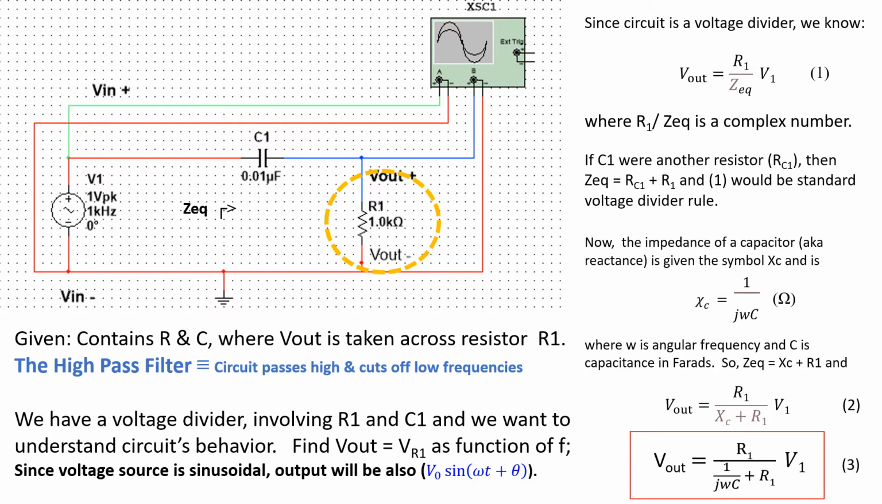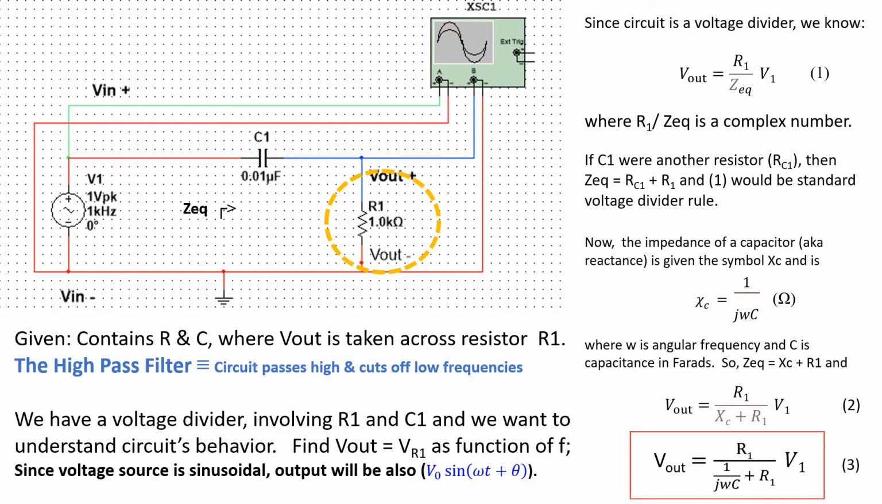Impedance is the term we use to describe resistance when dealing with voltages that change over time. That is, when dealing with AC and not DC situations. If the capacitor were replaced by a resistor, let's call it RC1, then the equivalent impedance term would simply be the sum of the resistors RC1 plus R1. To get the voltage across the resistor R1, we simply replace the impedance of the capacitor for the RC1 term in our voltage divider rule, and we get equation 2.